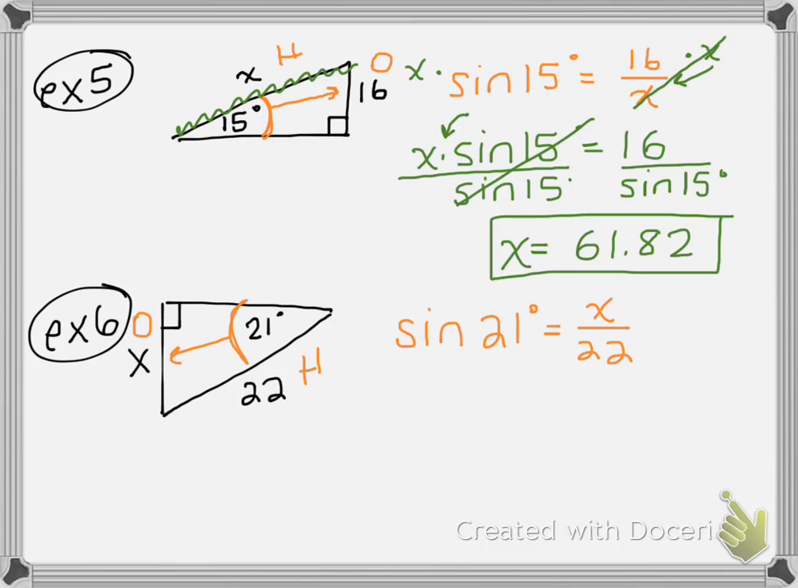Now you see we have a divide by 22. So opposite of divide by 22, we're going to multiply by 22. So x equals 22 times sine of 21 degrees. And we find that x equals 7.88.